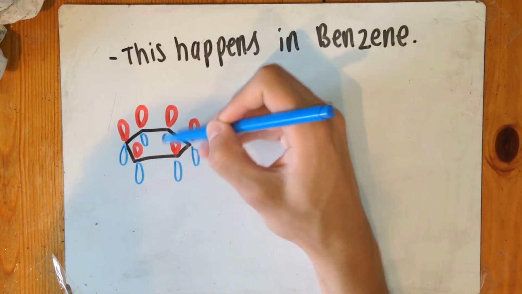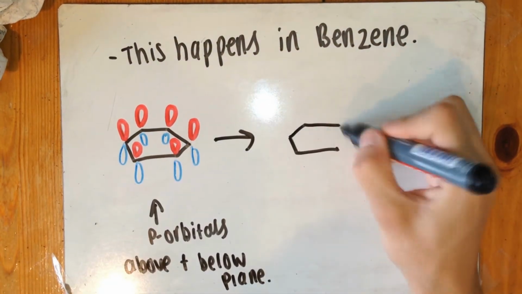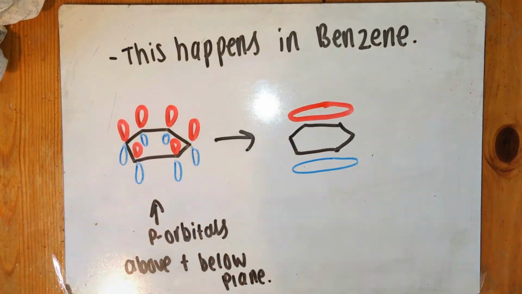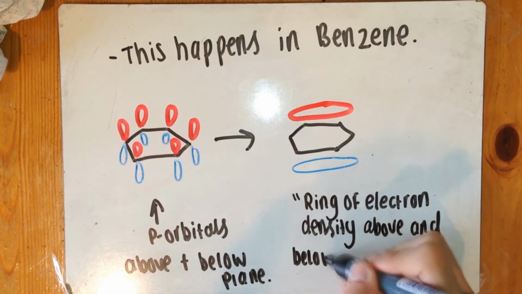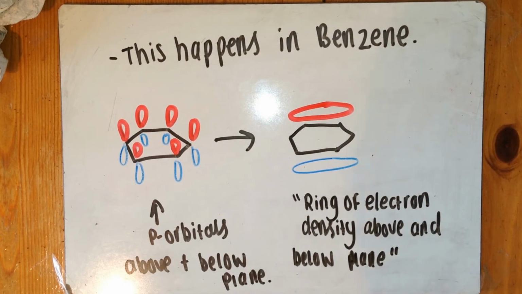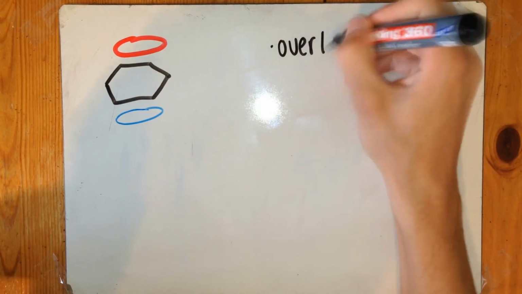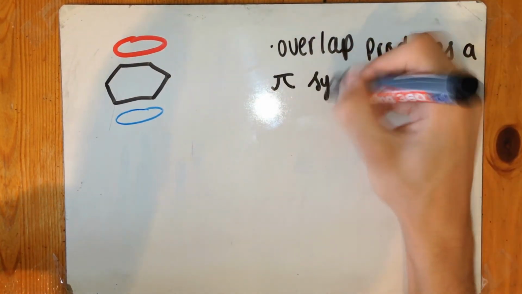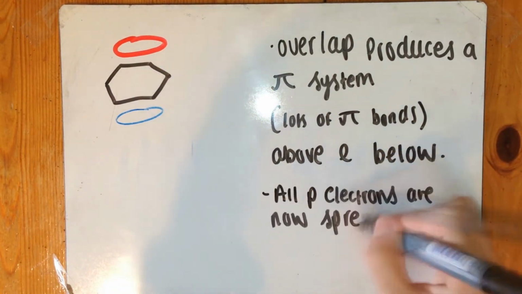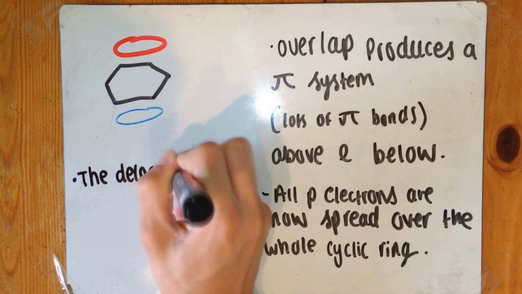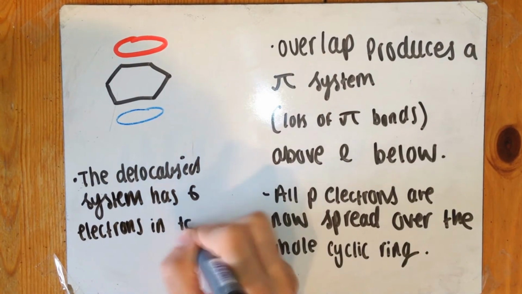Here we've got our p orbitals on each carbon atom above and below the plane. The p orbitals on each carbon atom all overlap each other, and this leaves us with a ring of electron density above and below the plane. So the overlap produces a pi system, which is essentially a system of pi bonds above and below the plane, as I've already said. But all the p electrons are now covering the whole ring, not just one carbon atom. The delocalized system has 6 electrons in total.